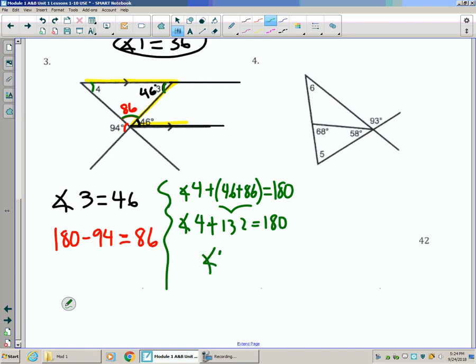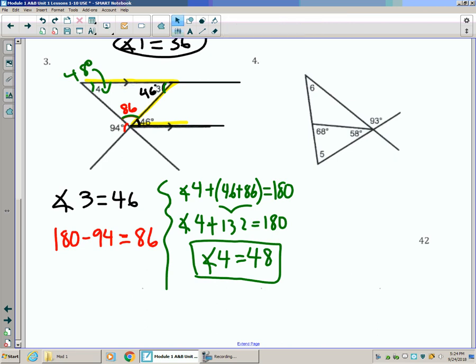And I'm going to say that angle 4, in fact, doing some more algebra, is equal to 48. I'm sorry, angle 4 in this case is equal to 48. Okay, so angle 4 is 48 degrees. All right, and let's move on to the next and last question.